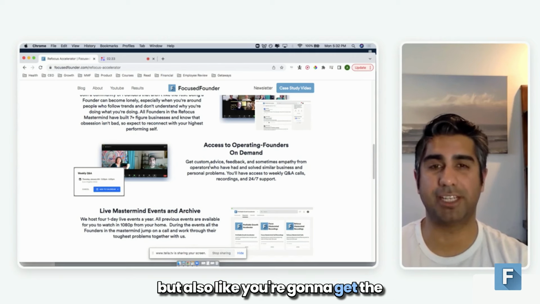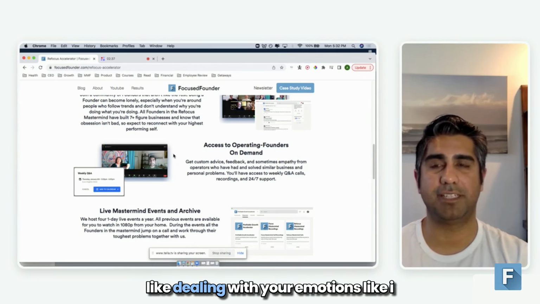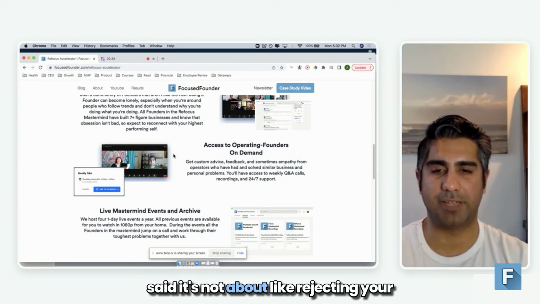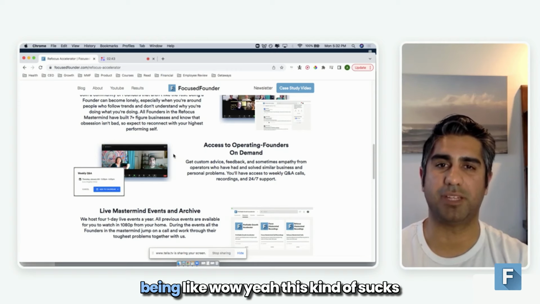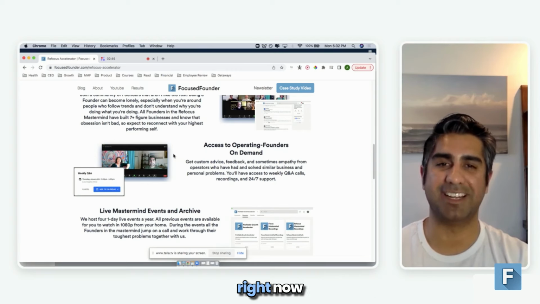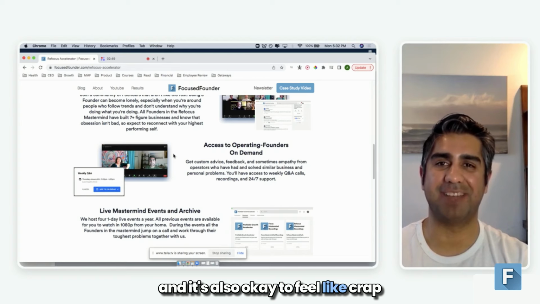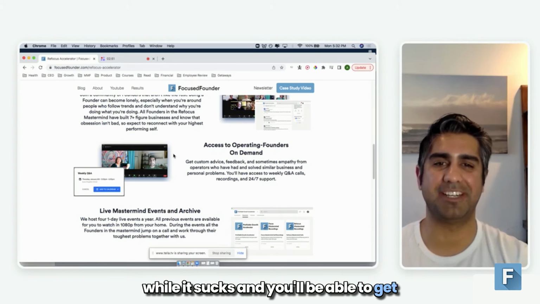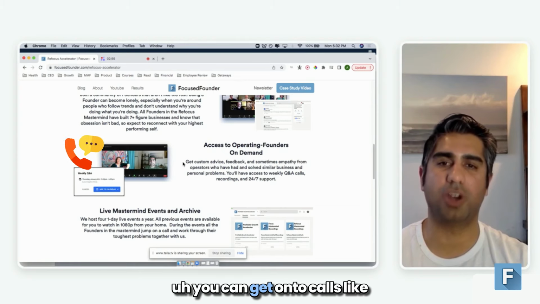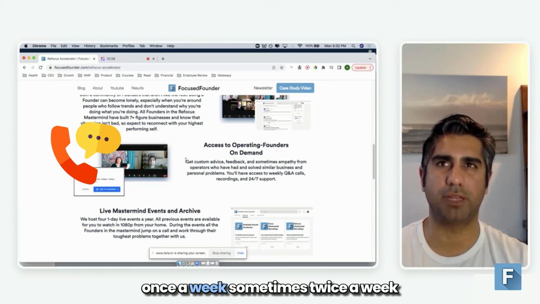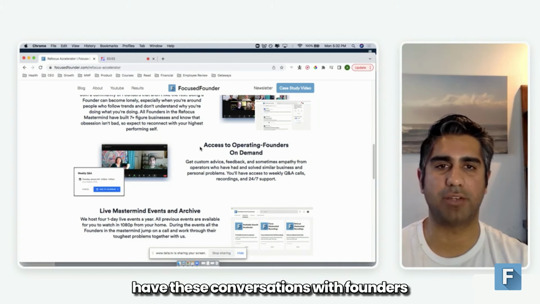But also, you're going to get the empathy. It's not about dealing with your emotions. Like I said, it's not about rejecting your emotion and turning it off. It's about just appreciating the emotion, just being like, wow, yeah, this kind of sucks right now. And that's okay. And it's also okay to feel like crap while it sucks, and you'll be able to get over it. So you can get onto calls like once a week, sometimes twice a week, depending on the week. And you can just have these conversations with founders.